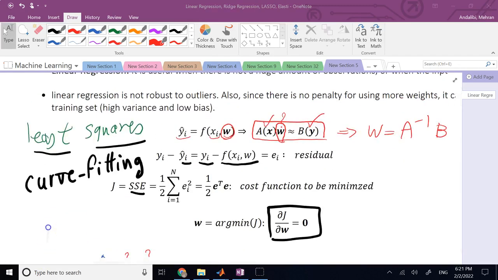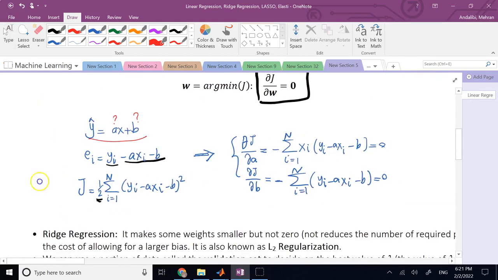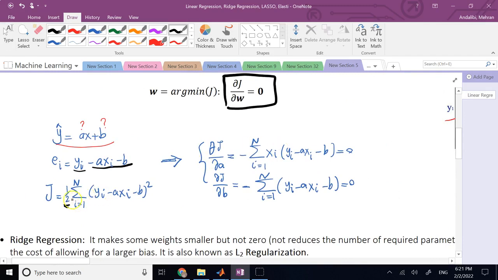Now you might say, what is this one half? This one half is there since later when you take a derivative, that one half with this power 2 that you have would cancel out. Okay, but in general, adding or not adding that one half is not going to change anything. The final solution is going to be the same with or without it. So here, if I take the partial derivative of the cost function with respect to A, what's going to happen? This power 2, as I said, with one half would cancel each other.